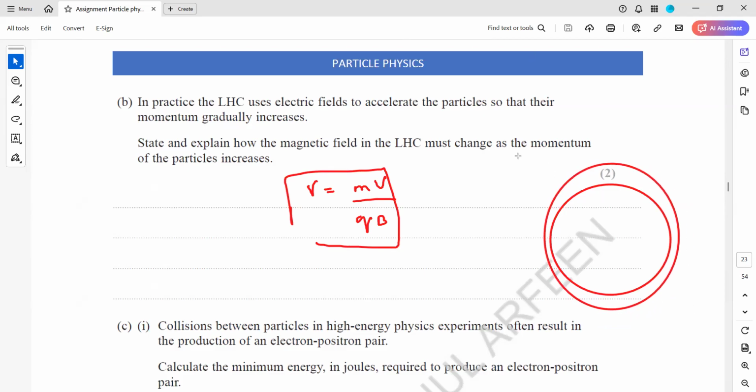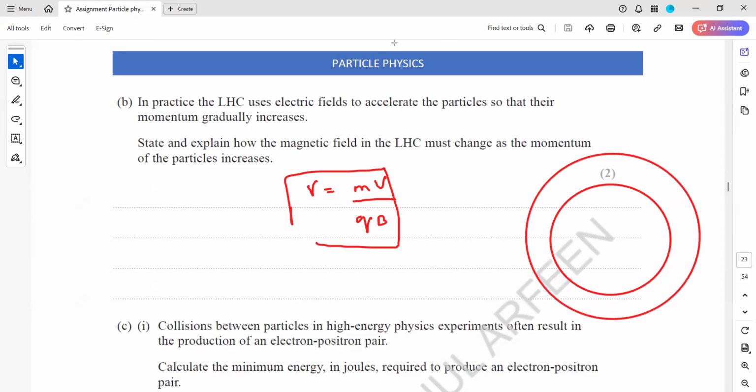But it is accelerated in a section. This means the speed of a particle in this section will be different from the speed of the particle in this section. Speed will be different in all these sections. So the question is how the magnetic field should change so that we keep this particle rotating in the same orbit. We want to keep the radius the same. Otherwise, if the radius changes, the particle may leave the track, may leave the tunnel. So we want to rotate this particle in a tunnel continuously.